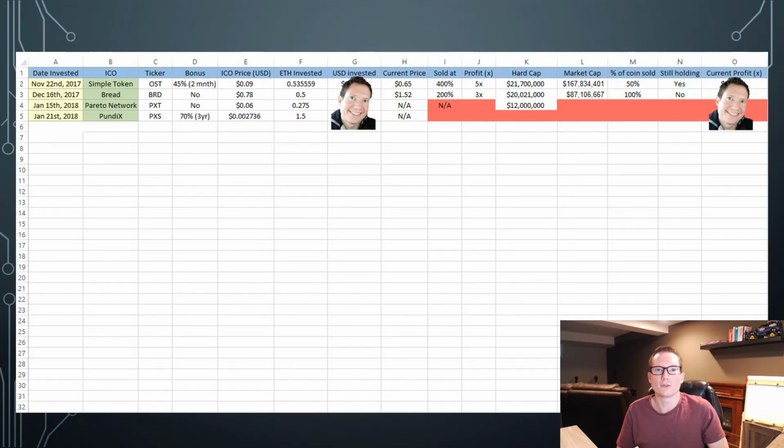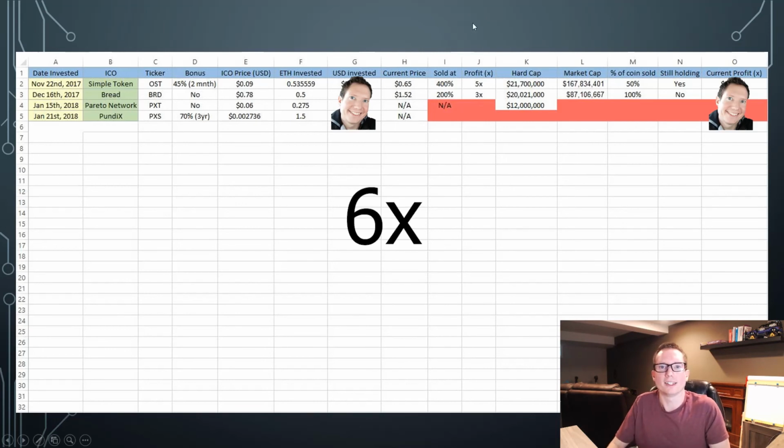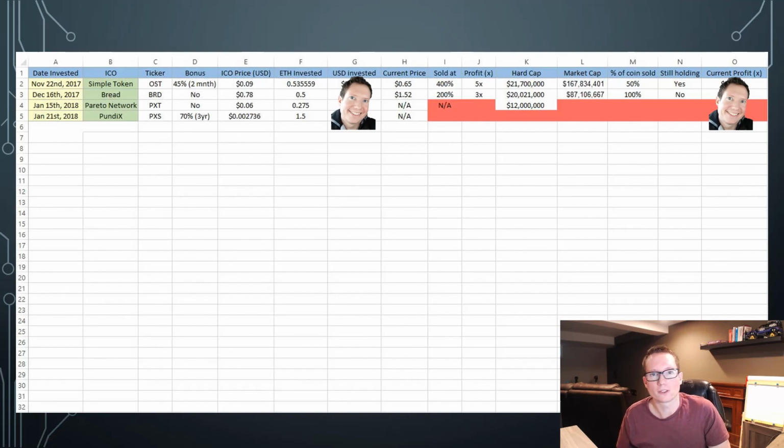Here's my Excel sheet for ICO investments that I've recently done. As you can see, my first one was November 22nd. I invested in Simple Token. The initial coin offering price was 9 cents a token, which has gone up 5 times. It's now currently at 65 cents the last time I checked. So that's a 5 times increase. That was a good investment. Super happy about Simple Token.